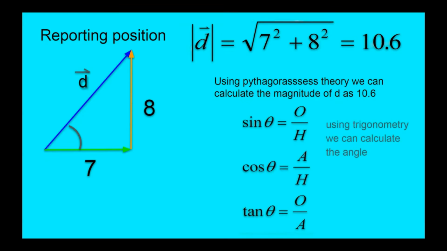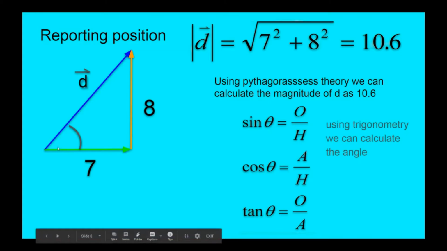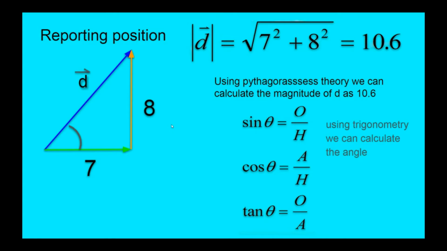Now we need this angle. Let's think about this. If you have a triangle of 7 and 7, that angle's 45 degrees. So this angle is going to be a little bit more than 45. But we can use trig if you wish.